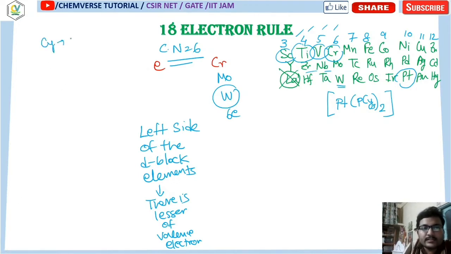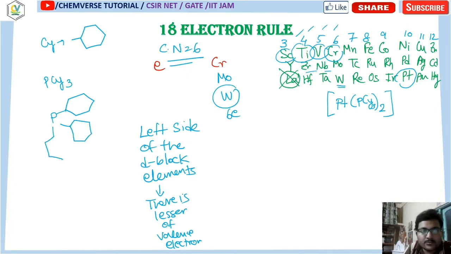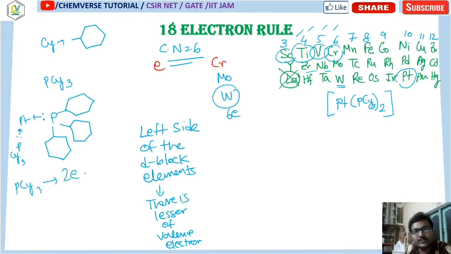This Cy is your cyclohexyl group. This is the structure of the cyclohexyl group. Now PCy3 means one phosphorus is there with one cyclohexyl group, another cyclohexyl group, so 3 cyclohexyl groups, and a pair of electrons donated to the platinum center. In this way, another PCy3 is there. Now this PCy3 ligand is nothing but a 2 electron contributor, so it will donate 2 electrons.